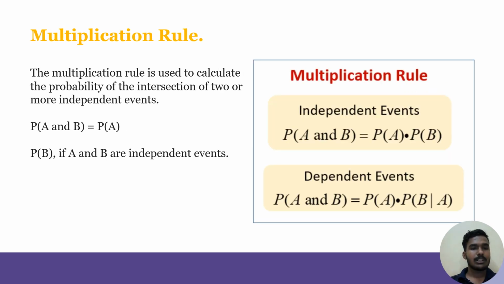Next one is the multiplication rule. The multiplication rule is used to calculate the probability of the intersection of two or more independent events. P(A and B) is equal to P(A) times P(B), if A and B are independent events.